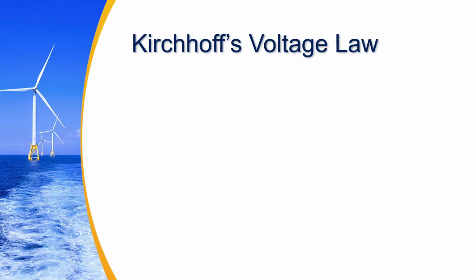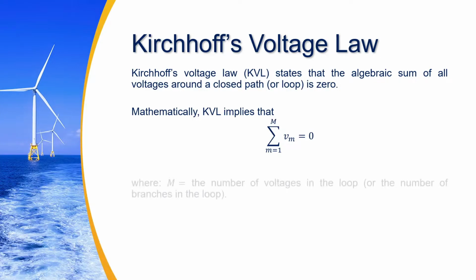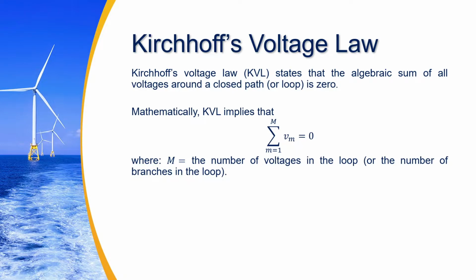Next, for Kirchhoff's voltage law, Kirchhoff's voltage law states that the algebraic sum of all voltages around the closed path or loop is 0. Voltage naman to, kung kanina current. Mathematically, KVL implies that lahat ng voltages natin, equivalent lang siya sa 0. Where n is the number of voltages in the loop or the number of branches in the loop, and Vm is the mth voltage.